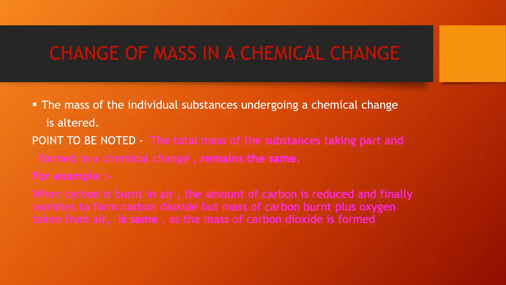Now, children, the next topic is change of mass in a chemical change. We will learn how the mass of matter gets changed in a chemical change. The mass of the individual substances undergoing a chemical change is altered. Always remember this. Point to be noted: the total mass of the substances taking part and formed in a chemical change remains the same.